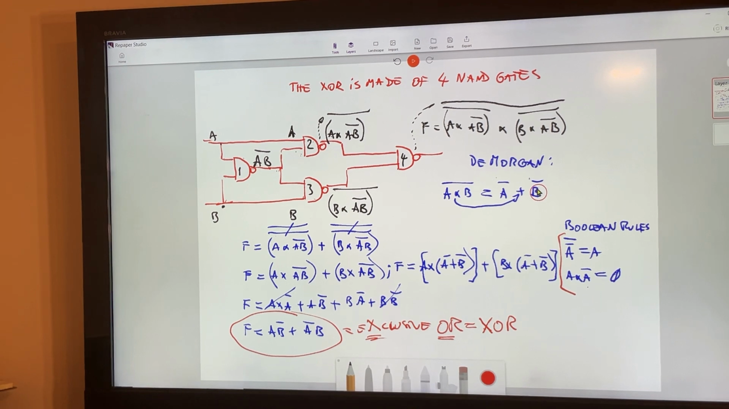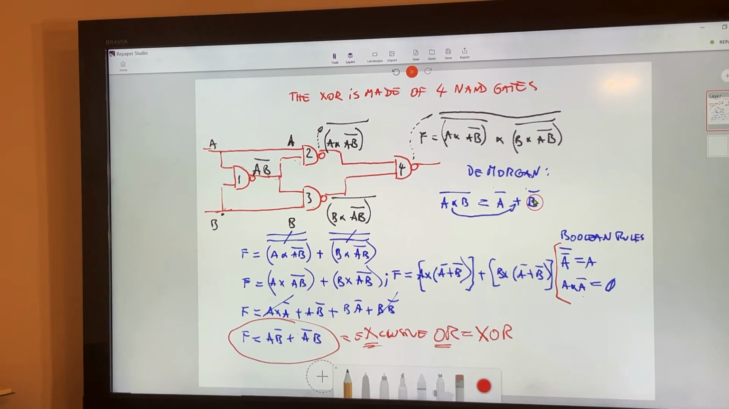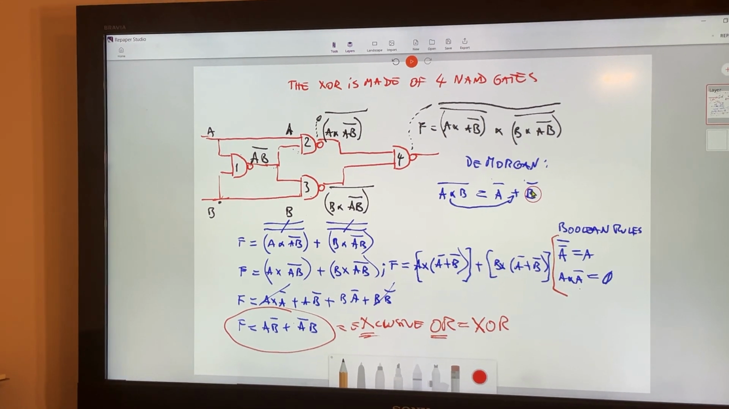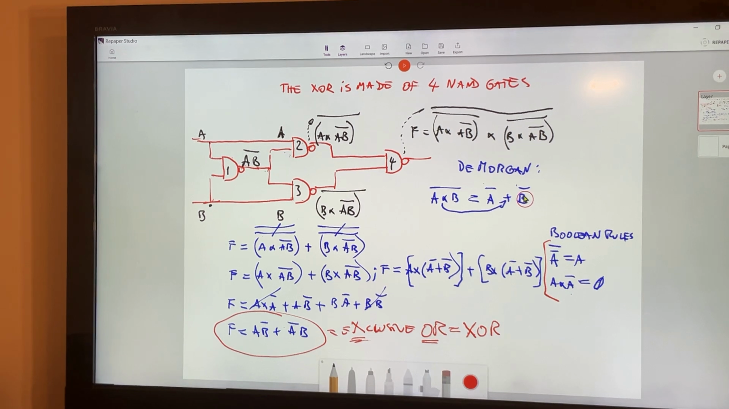These were two Boolean rules we used for that. And then you have the mathematical equation of the exclusive OR gate. Don't worry, because we're going to use the exclusive OR. We're going to analyze it soon in the next video.